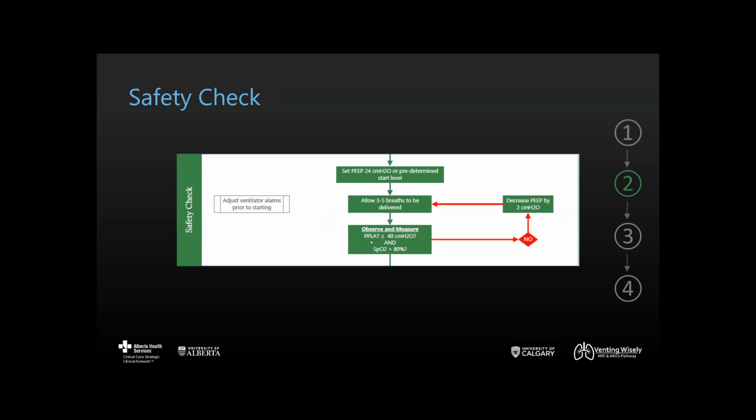However, if your plateau and SATs do not meet the advancement criteria, you would continue to decrease the PEEP by 2 centimeters of water and reevaluate the plateau and saturations until meeting the advancement criteria. The idea here is to limit the chance of causing any adverse events before moving on to the procedure itself.